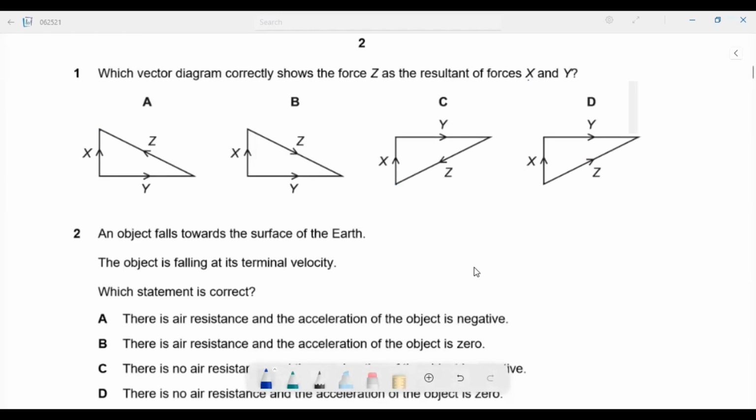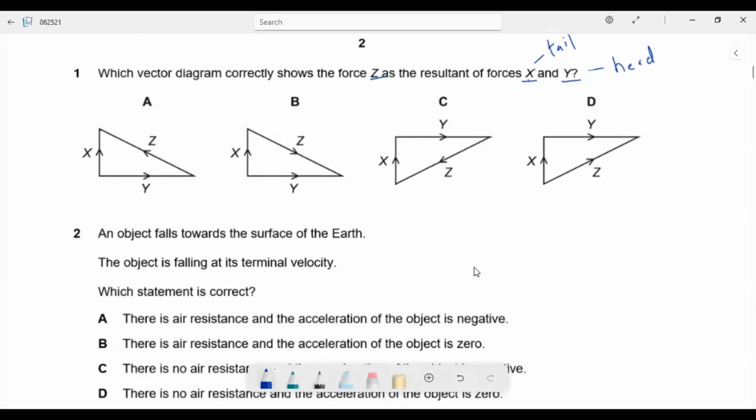First question is, which vector diagram correctly shows the force Z as a resultant force of X and Y? So the resultant force Z is the vector that goes from the tail of X and it ends at the head of Y.